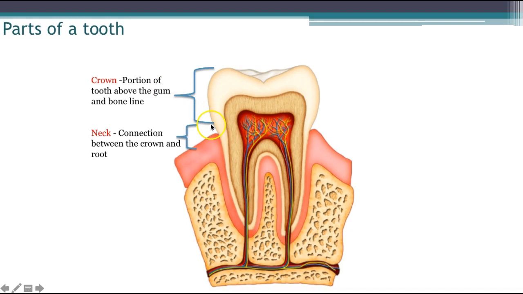Then right below the crown, by the gums, you have the neck, which is the connection between the crown and the root. The root is the portion that is underneath. So it's right here. It's underneath your gums. It's embedded in your bone. Okay, so this will be your root. Some teeth have one root, some have two, some have three, some tend to have more, but it's typically either one, two, or three roots.